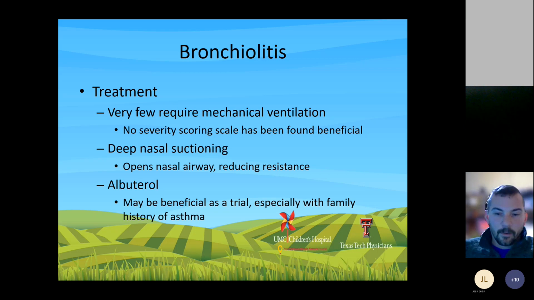Bronchiolitis treatment: very few do require mechanical ventilation. However, some do, and those are the ones that tend to worsen and move beyond our ability to properly ventilate with high flow nasal cannula or other non-invasive forms. There really hasn't been a severity scale created that's beneficial to determine whether this child is going to go A or B route. So it's really based upon exam, work of breathing, severity of hypoxia, and the mental status of the child.